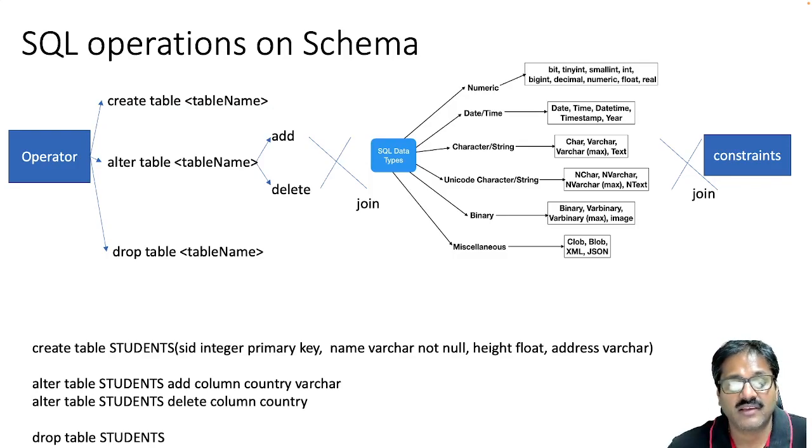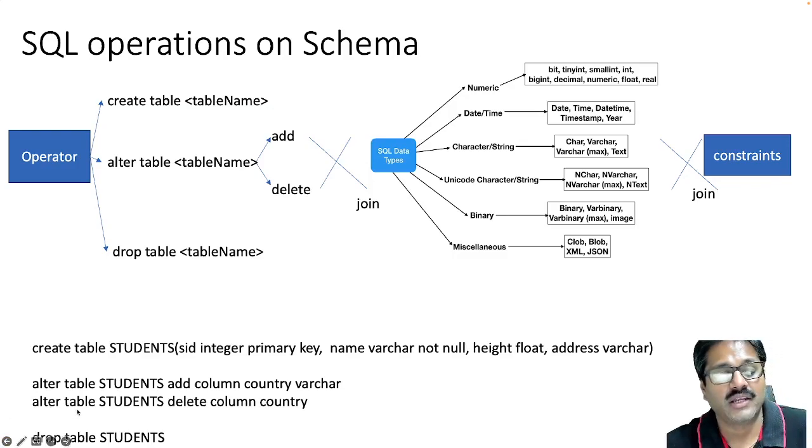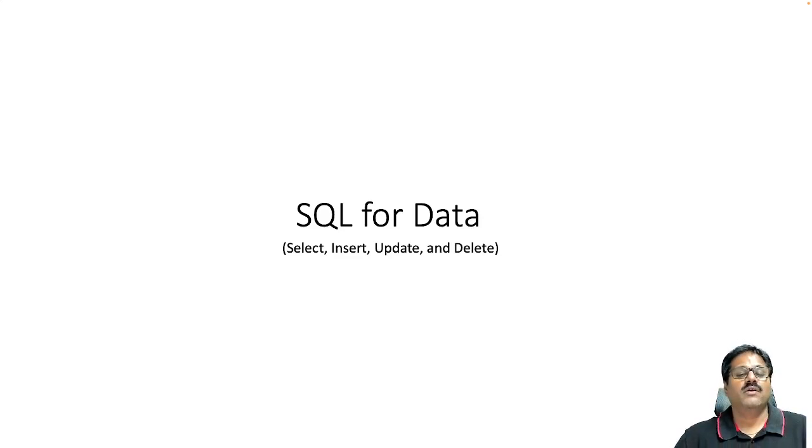So in this case I say alter table students, add column, the name of the column is country, which is a varchar. Similarly, if I want to delete a column, you say alter table students, delete column, and the name of the column we have to mention. If you want to drop a table, you simply say drop table, table name, and the entire table will be deleted.